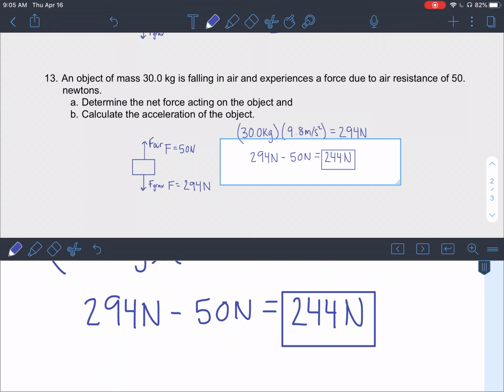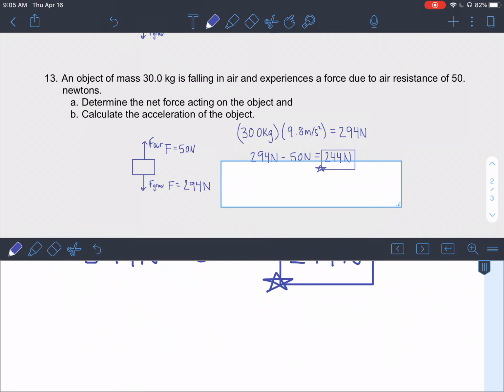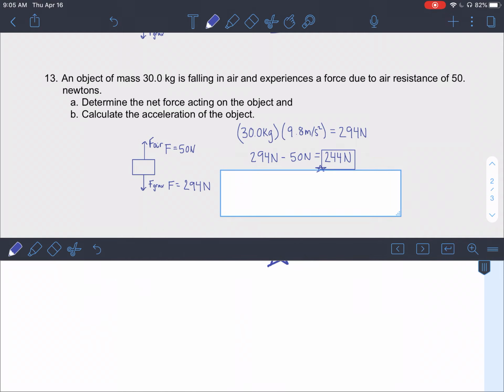Okay, now what is the acceleration of the object? So to calculate the acceleration that the object is going at, we have to consider all of the forces. So now that we have the net force acting upon this object, that is the consideration of all of the forces. So we will use this force and the mass to figure out what rate this object is accelerating at.